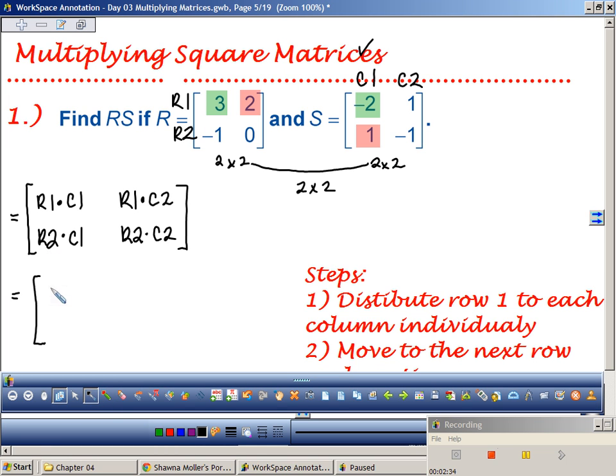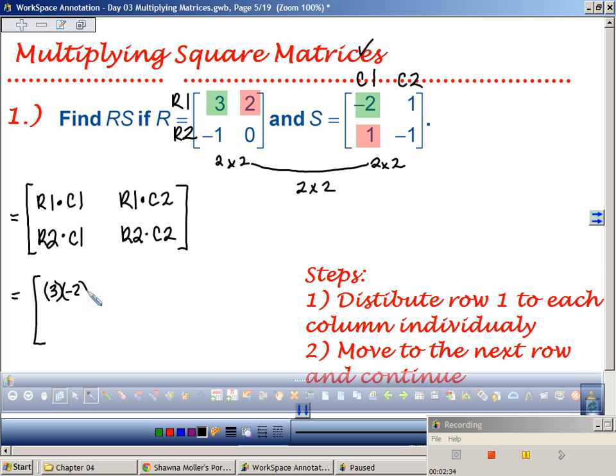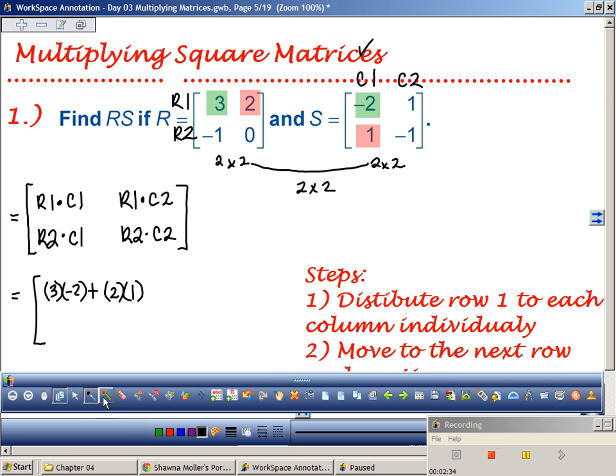Don't say you're lost yet, okay? So 3, I'm going to write it all out. 3 times negative 2 plus what? 2 times 1. That is my first element in my new matrix. Okay, now I'm going to move on to column 2.